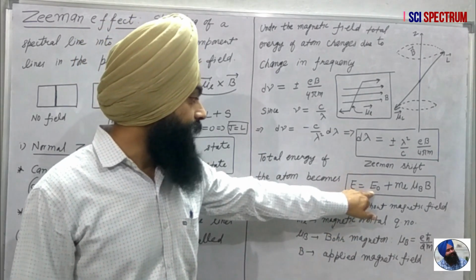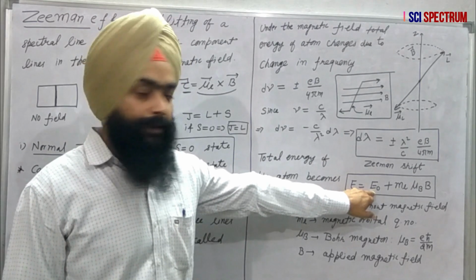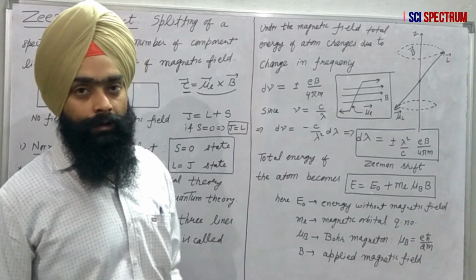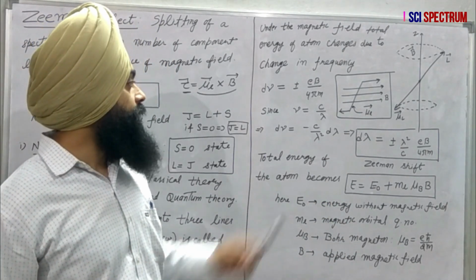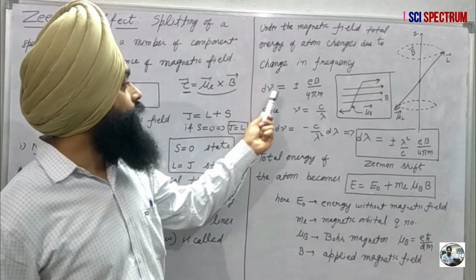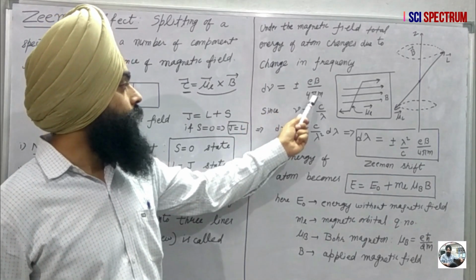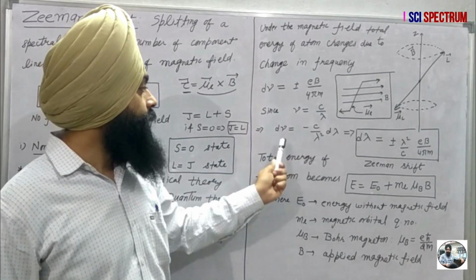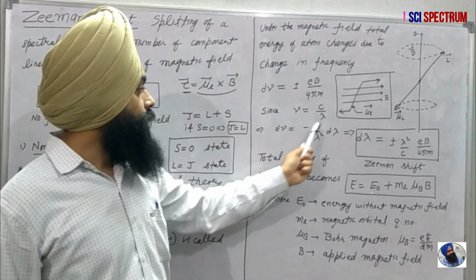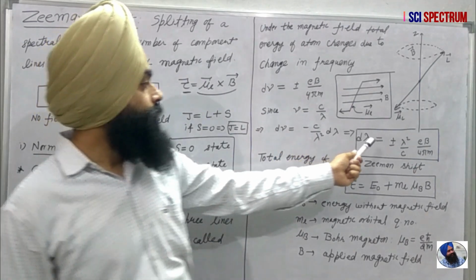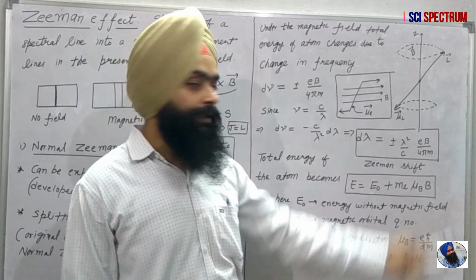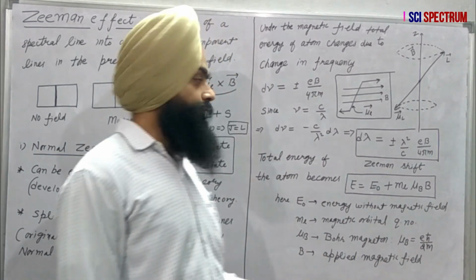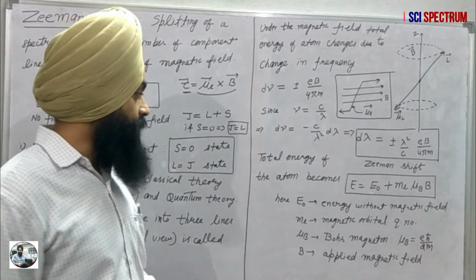E naught is the energy of the atom in the absence of a magnetic field, but when the magnetic field is applied, the energy is modified to this equation. Accordingly, the frequency will change according to this formula: d nu is equal to plus minus e B upon 4 pi m. If we apply nu equal to c by lambda and take the derivative, d nu is equal to minus c by lambda square d lambda, and we can get the value of d lambda, which is called the Zeeman shift. This type of formula is used in numerical problems which can be asked in your examinations.